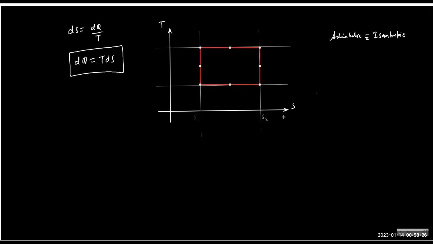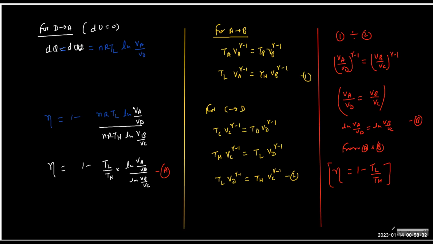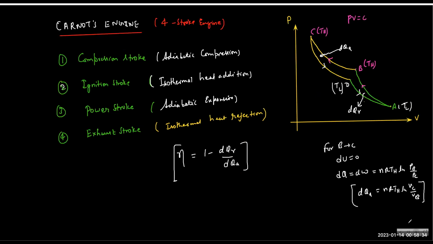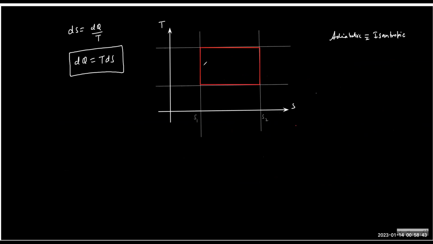So is this clear to all of you? The process name? Tell me, what is A to B? A to B was adiabatic compression. And in the adiabatic compression, the temperature has increased, right? We have gone from TL to TH. So temperature must increase in the adiabatic compression from TL to TH. So I think this is AB, right?